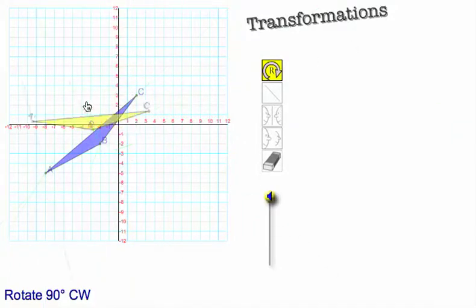Okay, this direction is clockwise. We're going around like this, like a clock. Okay, so 90 degrees clockwise.